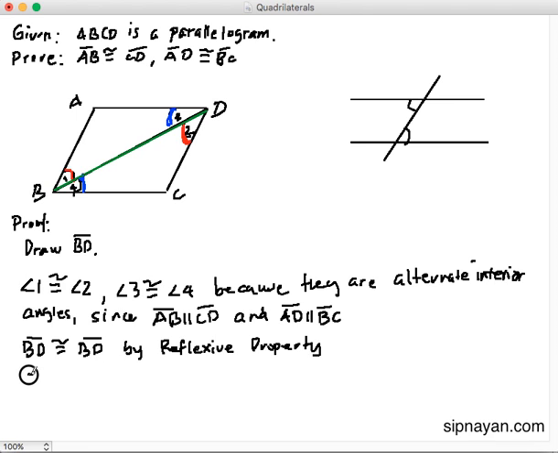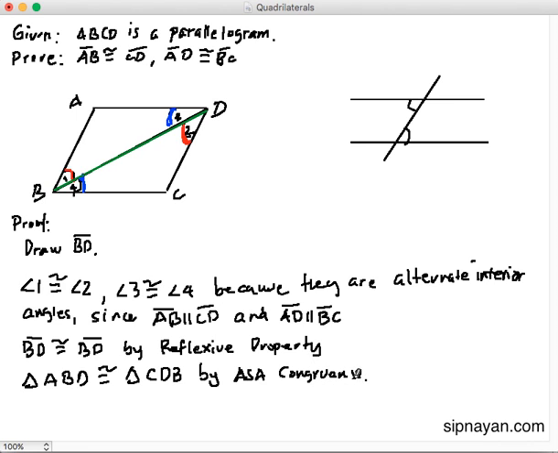So, triangle ABD is congruent to triangle CDB by ASA congruence. No? Okay?